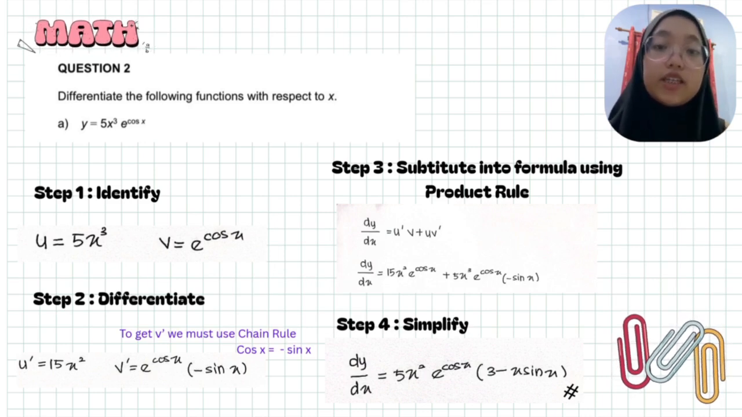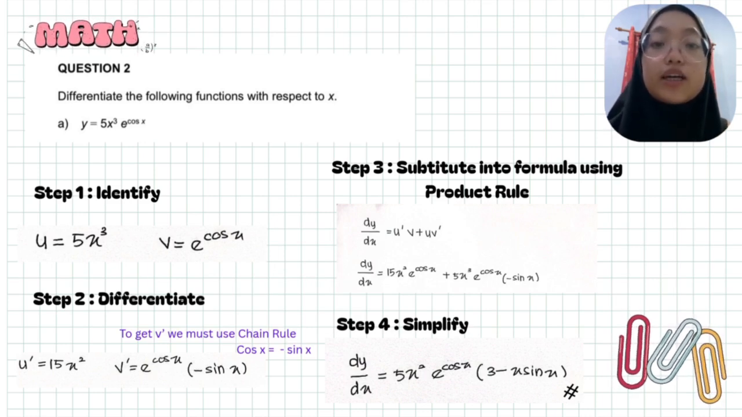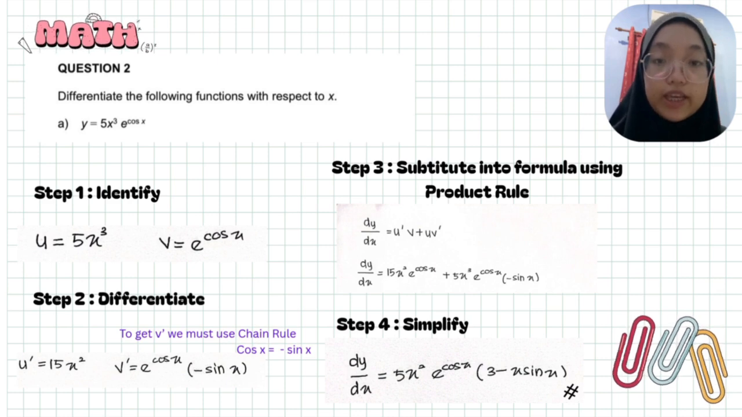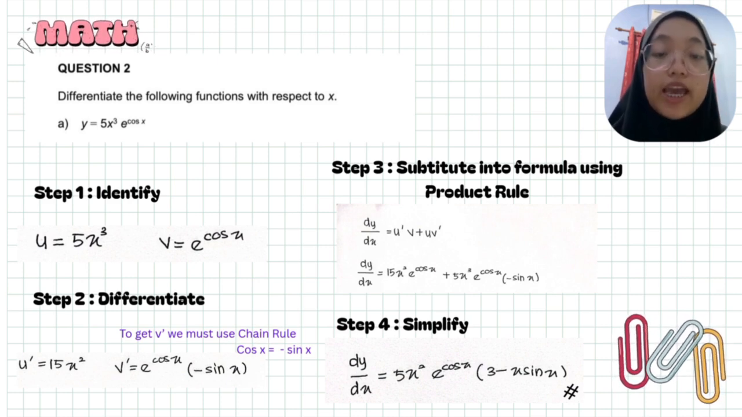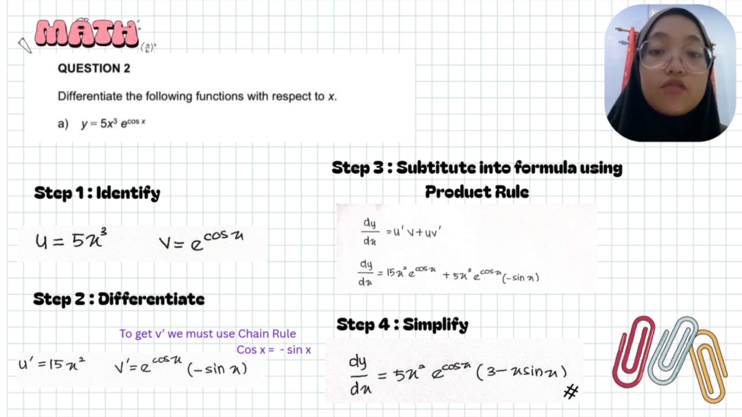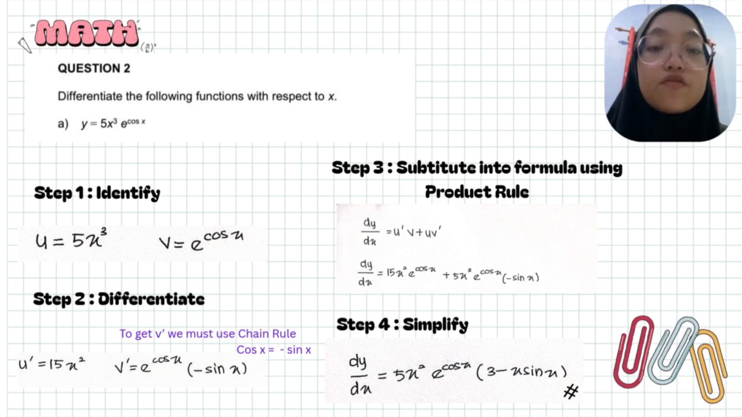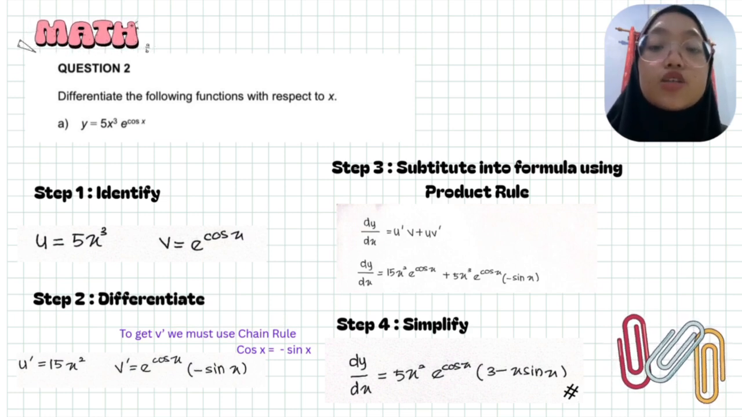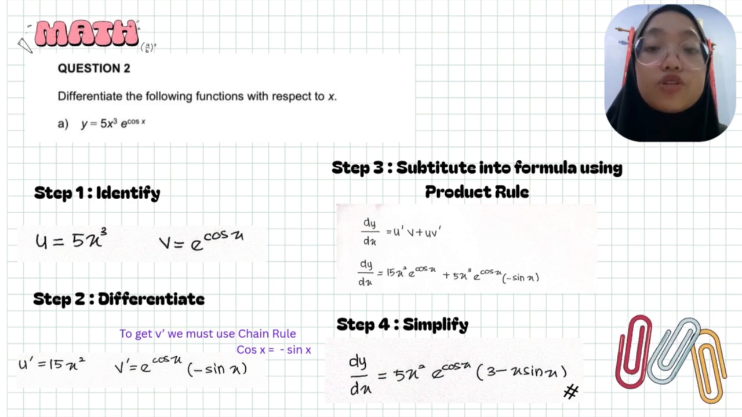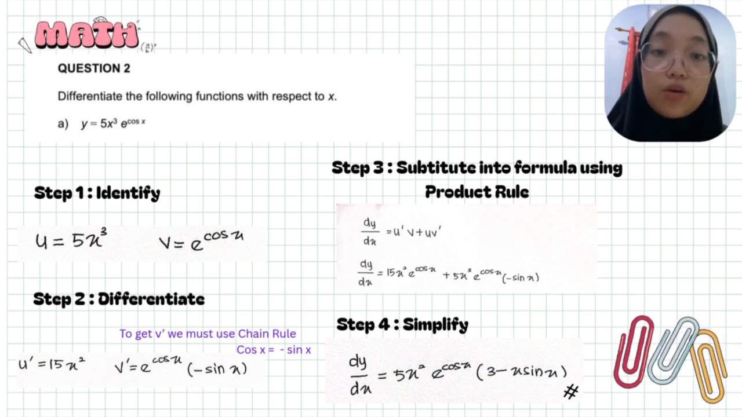For this equation, we can use product rule because we have two functions multiplied together, 5x to the power of 3 and e to the power of cos x. Firstly, step 1 is identify u and v, where u is 5x to the power of 3 and v is e to the power of cos x. And then we must differentiate u prime and v prime, where u prime is 5 multiplied by the power of 3, which becomes 15x to the power of 2.